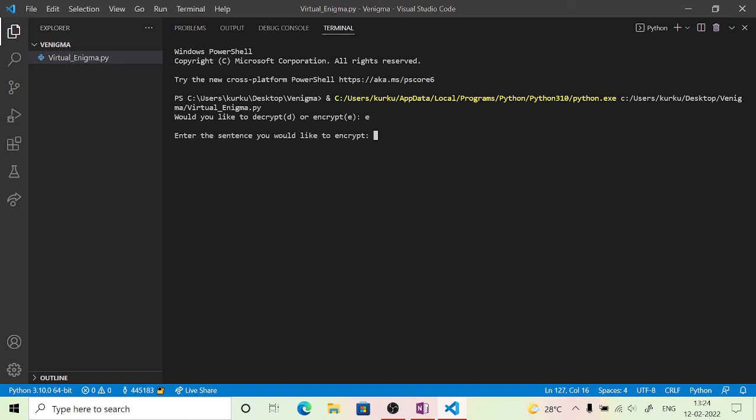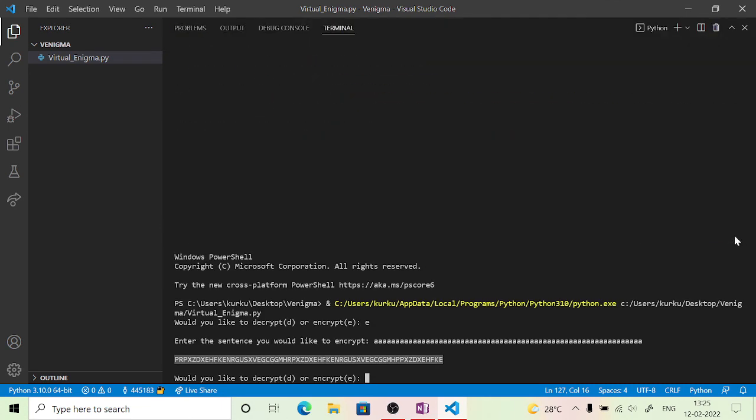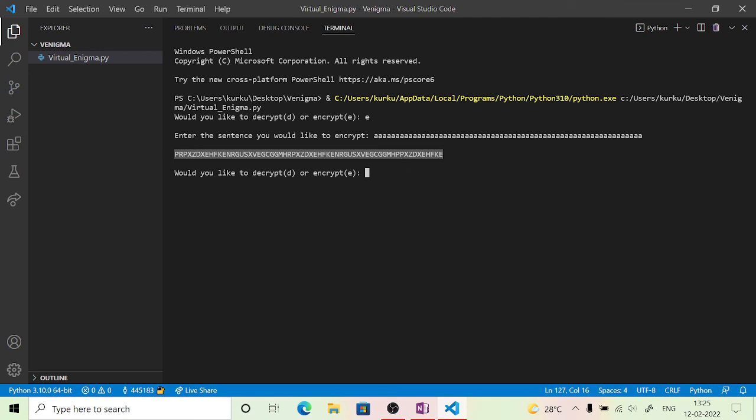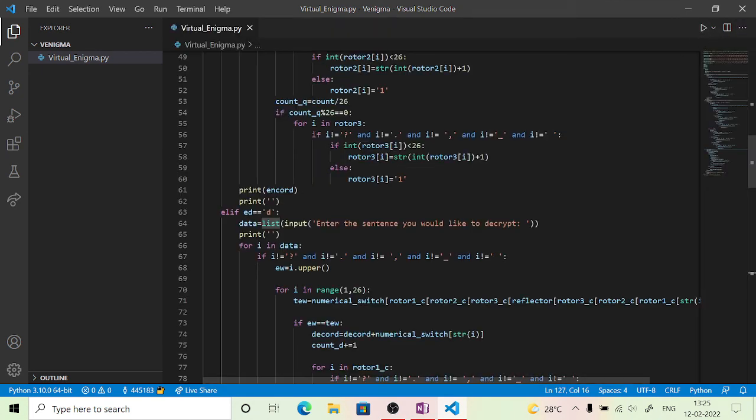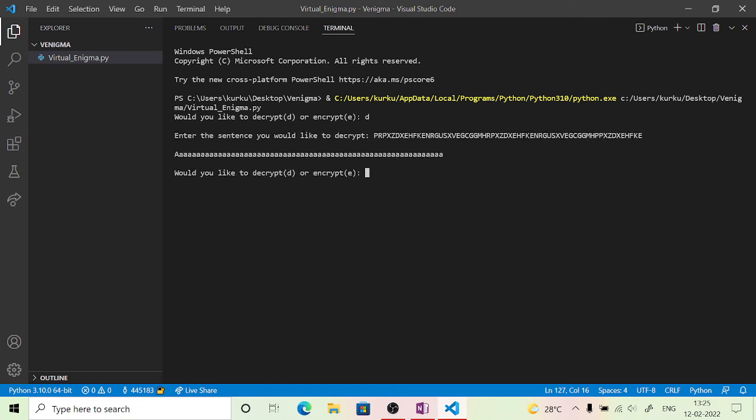So let's type only A many times, just to prove to you that no pattern is followed. We are going to get this long code in which, if you see, no fixed pattern is followed. And the only reason this is true is that this is V-enigma, where the whole rotors are virtually changing, as I told you, and all those rotors are updating on a regular basis. Now we copy this, close the terminal, run it again, go to the decrypting part, press enter, add the encrypted message, and we get A.